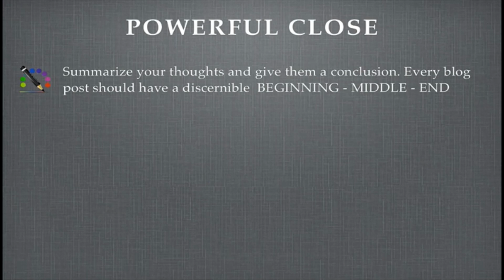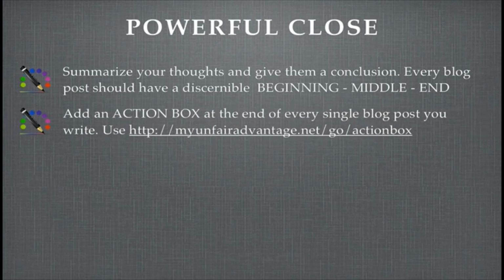So this is what you've learned. This is what you should do next. Every blog post should have a discernible beginning, middle, and end. Okay? You need to summarize your thoughts and give them a conclusion at the end. Add an action box. So many people miss this very important step of blogging. Add an action box to the end of every single blog post that you write.